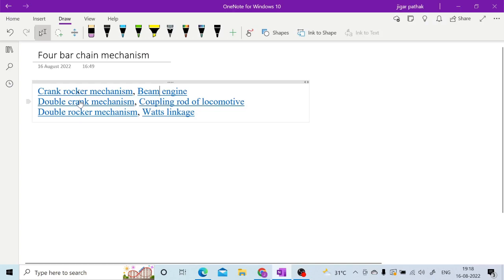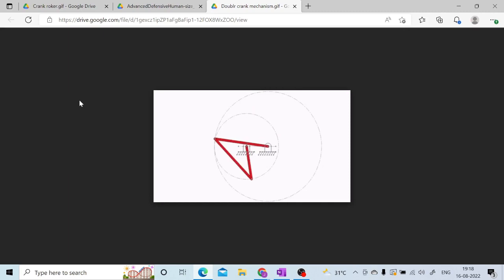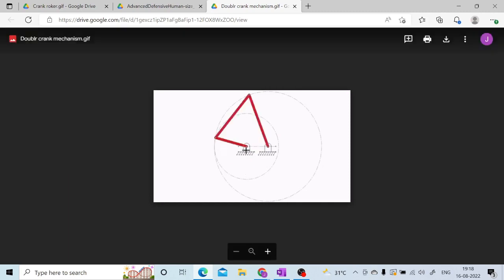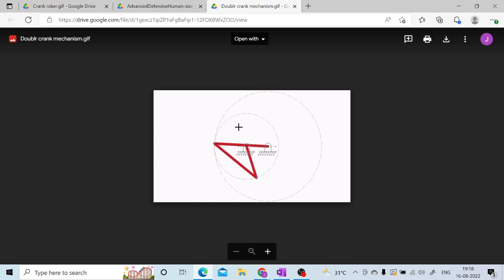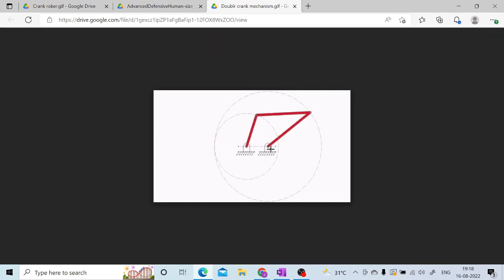Similarly, you can see on your screen double crank mechanism. So you can get a double crank mechanism when the shortest link is fixed. Here you can see on screen, this is the shortest link which is fixed, and that is why you are getting this double crank mechanism, because two links are having the full rotation, right?